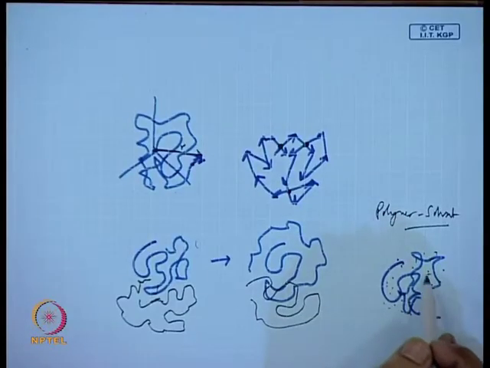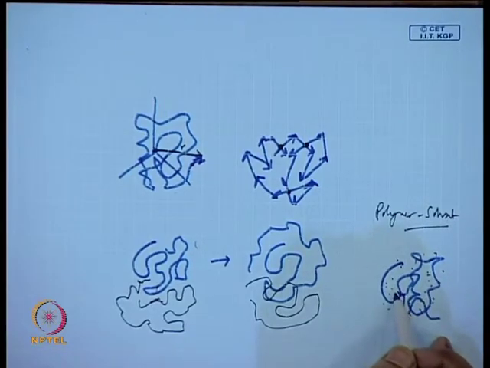So, if you have a good solvent where the polymer-solvent interaction is favorable compared to solvent-solvent interaction, then the polymer chain will expand. If you have a poor solvent where solvent-polymer interactions are not favorable, then what will happen? Again, the intramolecular long-range interactions will try to expand the chain, but on expanding it has to come in contact with the solvent molecules, which the solvent molecules do not like. So, they will try to compact the polymer chain.